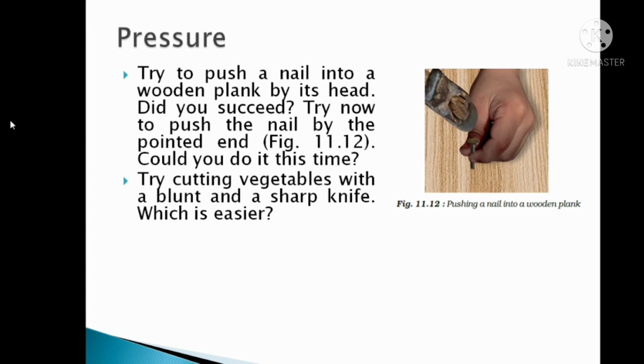Why? That we will see. Try cutting vegetables with a blunt and a sharp knife. Which is easier? A sharp knife can easily cut an apple or any kind of vegetable, but a blunt knife cannot. Clear? Because the sharp knife and the nail have a specific pointed area, so that is called surface area. If the surface area is small, it can easily produce more pressure, and it can cut very easily, or enter into the wood very easily.